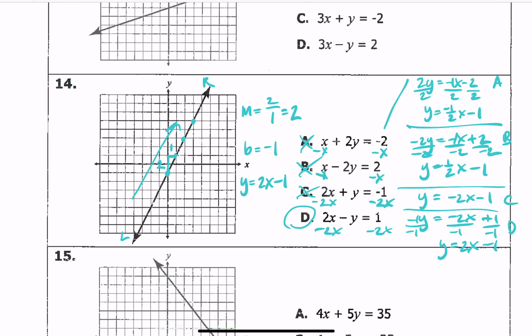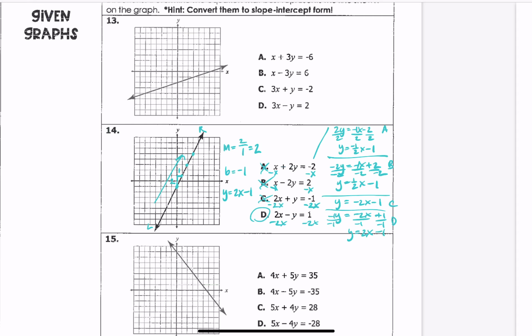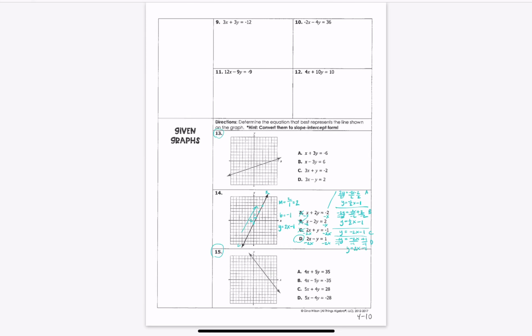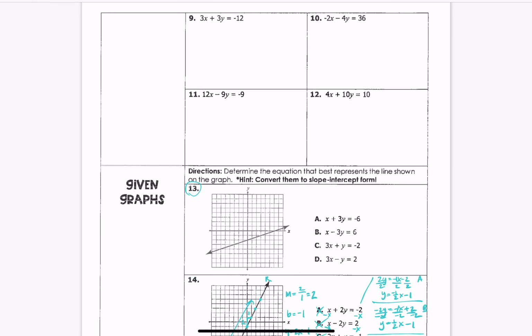So for these, you are going to have to go through one by one. For number 13 and 15, you're going to have to look at each A, B, C, and D and figure out if it matches the equation of the line based on what you were able to write when you looked at the graph and found m and b and wrote it in slope-intercept form. So get it in slope-intercept form and then make each of these standard forms into slope-intercept form until you find one that matches. And then for 9, 10, 11, 12, you're just going to go from standard form to slope-intercept form.